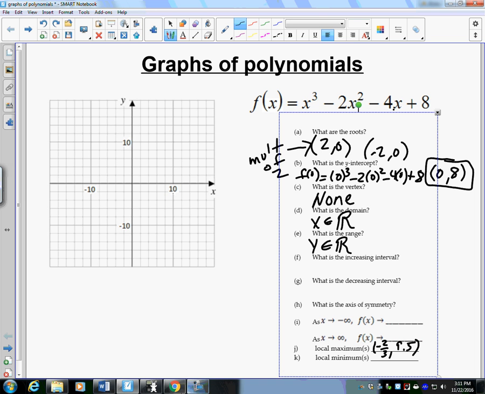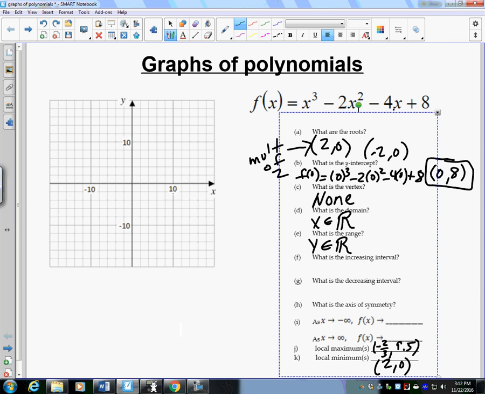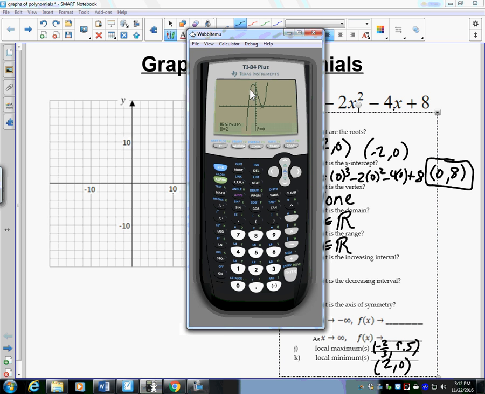And then the local minimum will be down here, and you can check. Left bound of the minimum. So I just did minimum here. Right bound, enter, move it a little closer, 2, 0. So the local minimum is at 2, 0. Looking at the graph, it's increasing to negative 2/3, decreasing from negative 2/3 to 2, and increasing again from 2 to infinity.